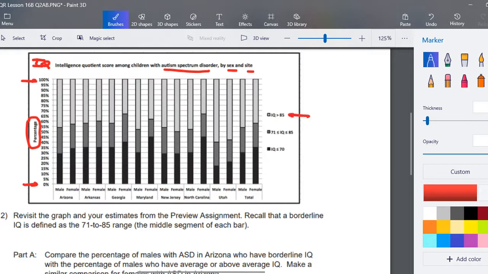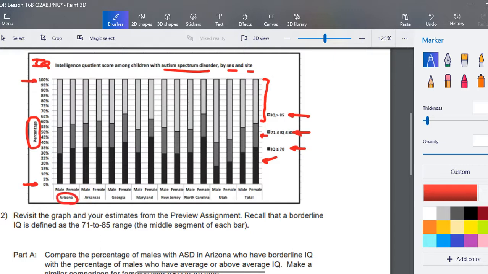It has information here about different colors. The top one is an IQ of, excuse me, not 85 or higher, but greater than 85. The middle is between 71 and 85, and includes 71 and 85. And then the last one is the IQ that is 70 or below. And so in question 1, they're asking us to look at observations or what patterns we see.